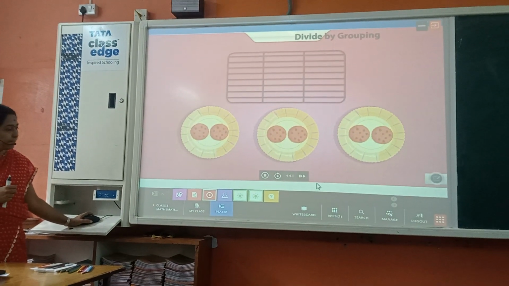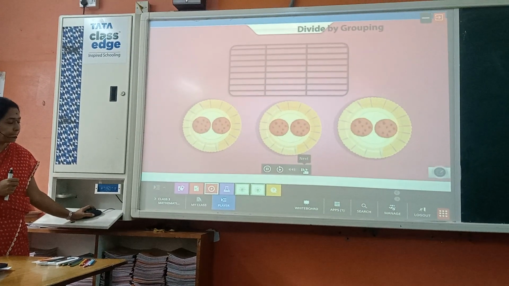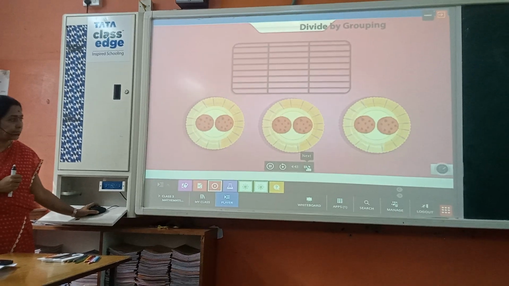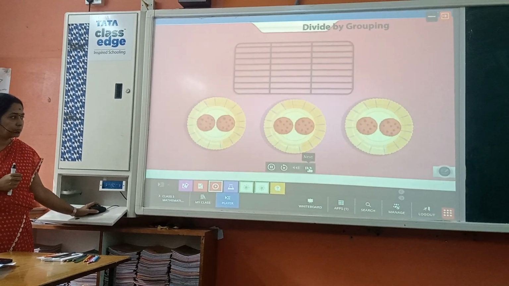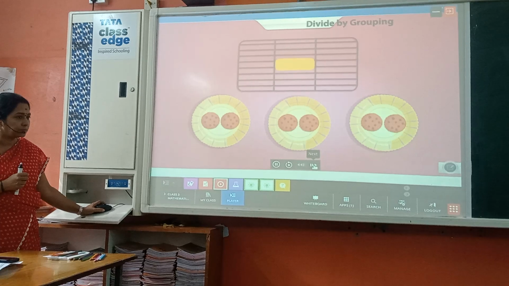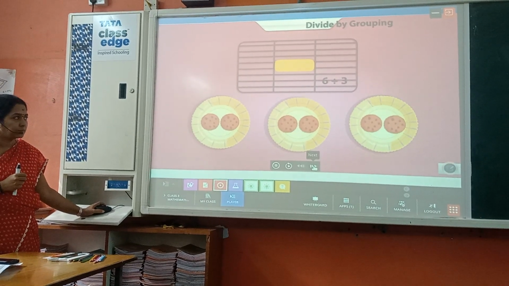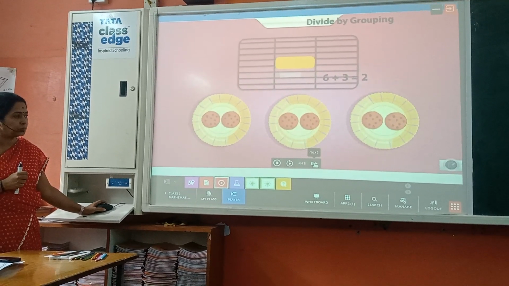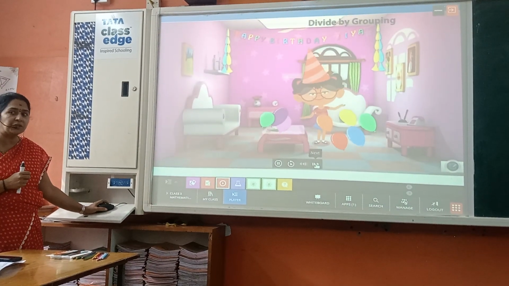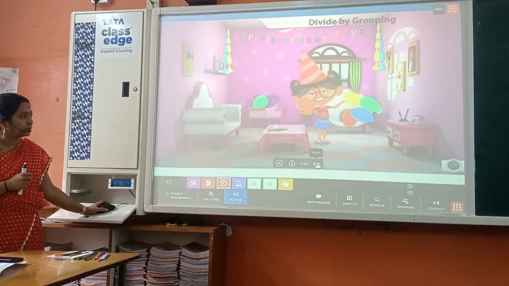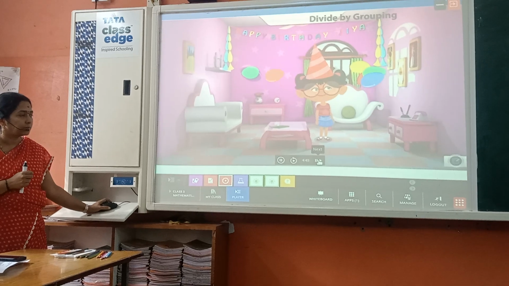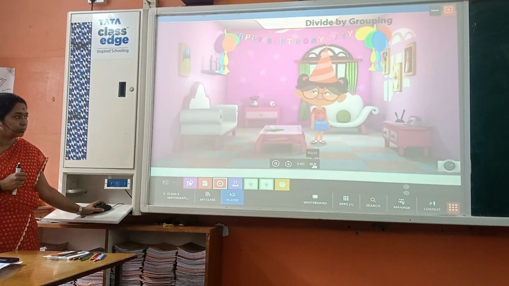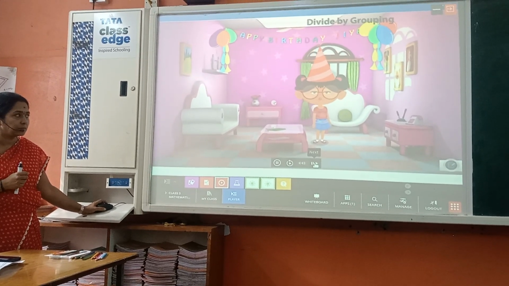2. Here, we divided 6 cookies into 3 equal groups. Each group has 2 cookies. So, we can say 6 divided by 3 is equal to 2. This is called equal distribution. And we already know that distributing or sharing of objects into equal groups or sets is called division.